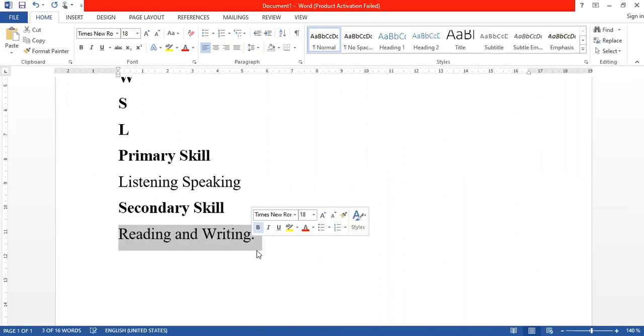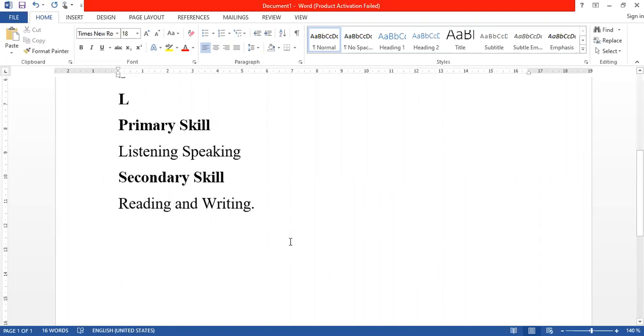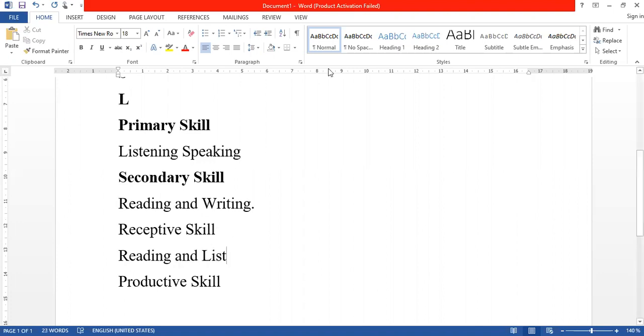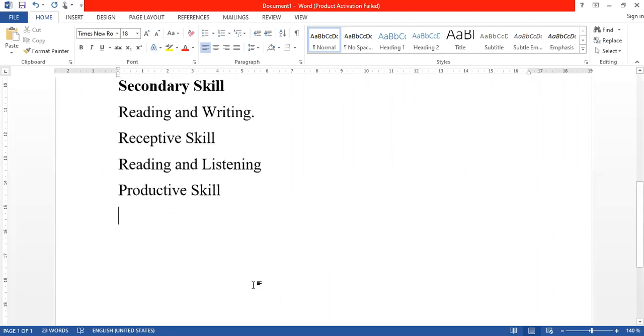Then there is another yardstick on which we divide these skills: productive skills and receptive skills. Receptive skills are the skills in which we receive, and they are reading and listening. So in reading and listening, we receive, while productive skills are those in which we produce, right? So we produce in writing and speaking. Do remember this, clear?